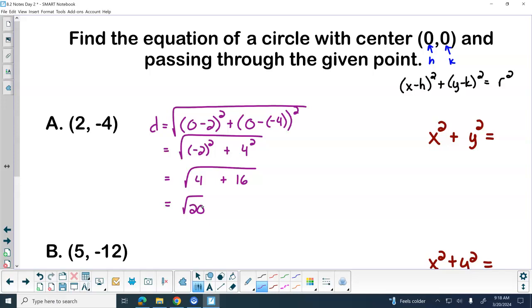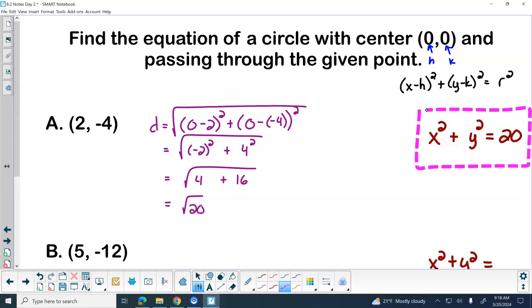Agree? Okay. But for finding the equation, all I'm going to do is square that. So no need to simplify it, because I've just got to square it. The square root of 20 squared is 20. So this one equals 20, because we have to square it to put it into my formula.